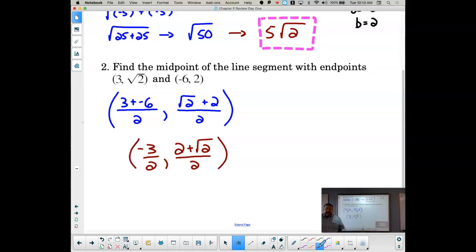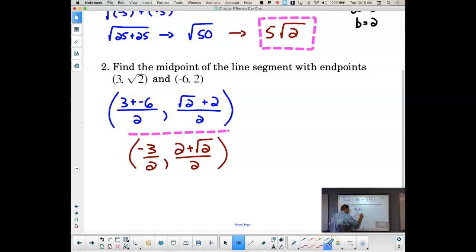I can't combine those 2's here, or reduce any of the 2's here, because I can't reduce into a radical. So it's just going to have to stay in the exact answer, 2 plus 2 square roots of 2.